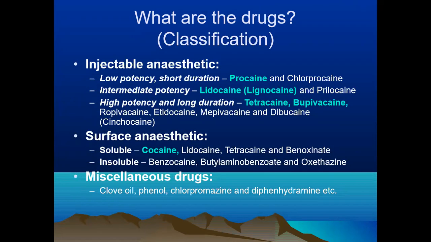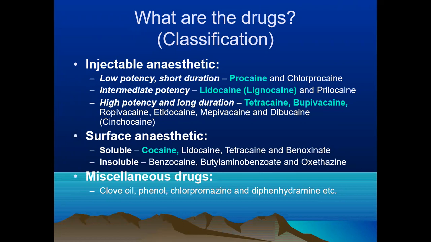So what are the drugs in terms of classification of these local anesthetics? We have injectables, like low potency, short duration drugs such as procaine and chloroprocaine. We have intermediate potency like lidocaine and prilocaine, and we have high potency and long duration like tetracaine and bupivacaine. The examples in this table include lidocaine, mepivacaine, and cyclomethycaine, which is more in the family of cocaine.